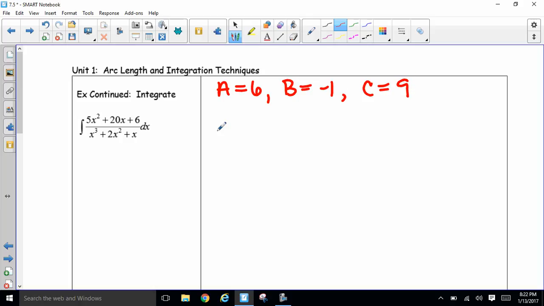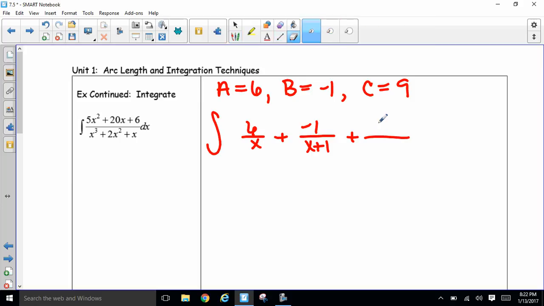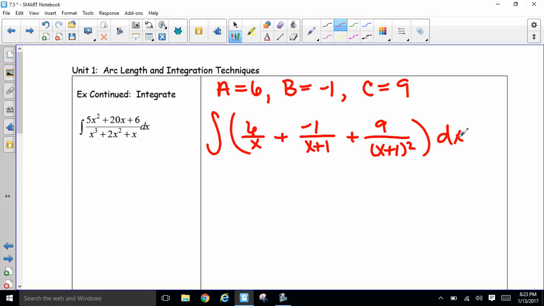So I am now integrating, it was A over X, so I'm integrating 6 over X, and then plus we had B, so -1 over X plus 1, and then plus C, oh, sorry, I know what C is, so 9 over X plus 1 quantity squared. Then all that in parentheses dx.